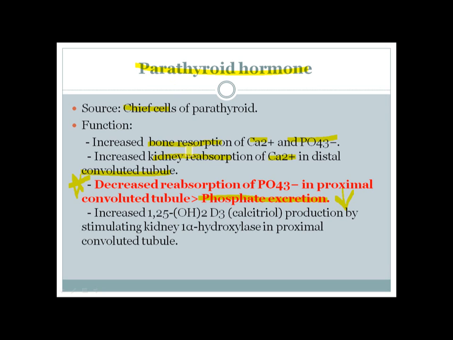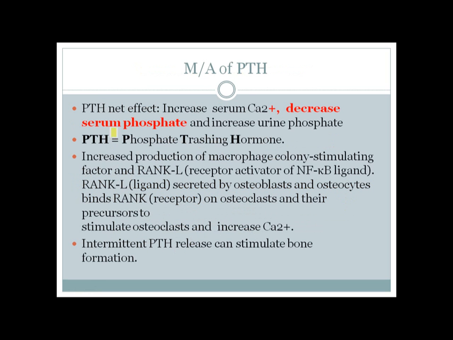The parathyroid hormone also stimulates the production of calcitriol, or the active form of vitamin D or D3, also known as 1,25-dihydroxycholecalciferol, by stimulating 1-alpha hydroxylase in the proximal convoluted tubule. So the net effect of parathyroid hormone is increased serum calcium and decreased serum phosphate by increasing urinary phosphate excretion. So you can also call PTH the phosphate trashing hormone. I took it from Phosphate 2015 edition.